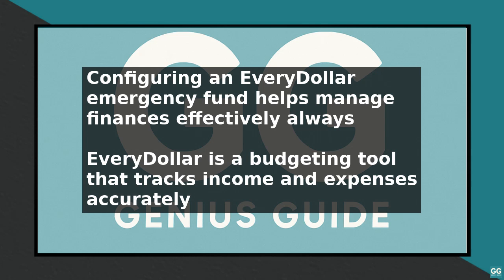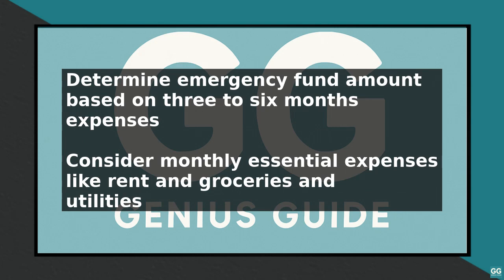To start, log into your EveryDollar account and navigate to the budgeting section. Here, you will see a list of your income and expenses, as well as a section for savings goals. Click on the Savings Goals section and select Emergency Fund as the goal type.